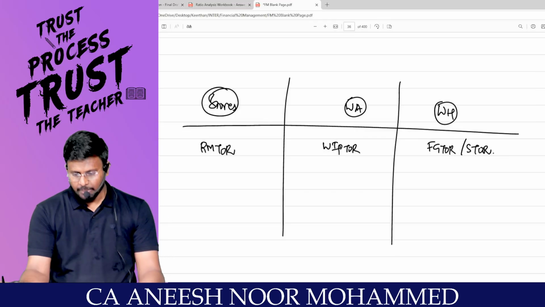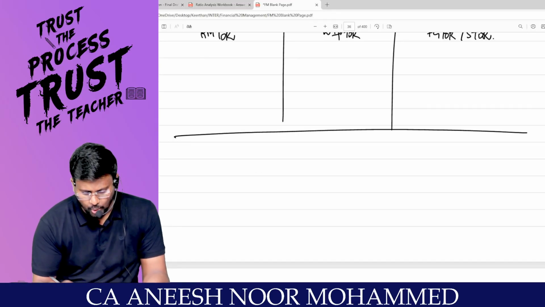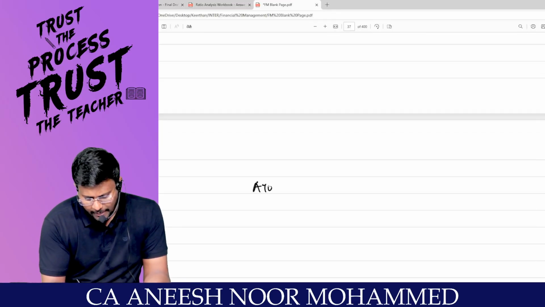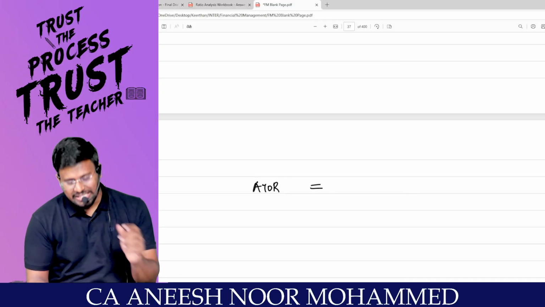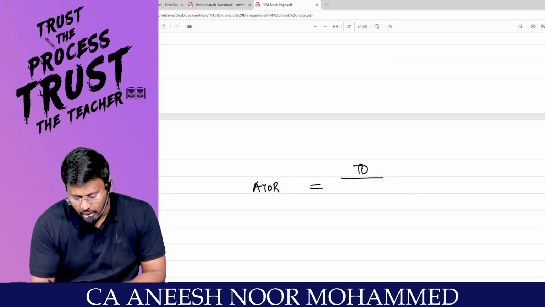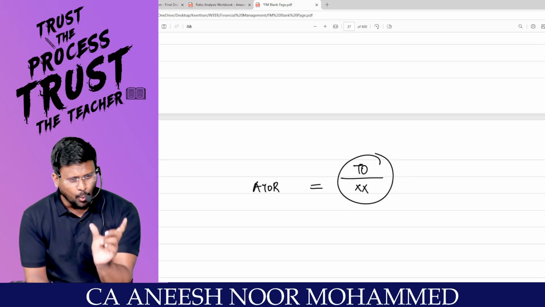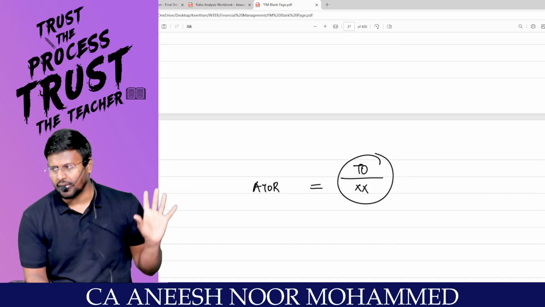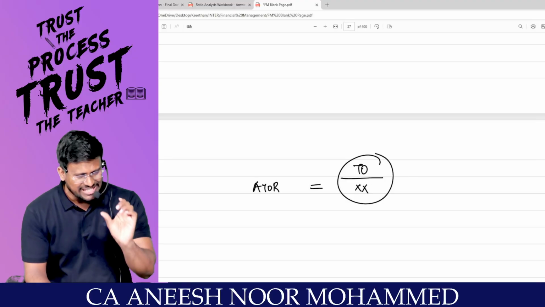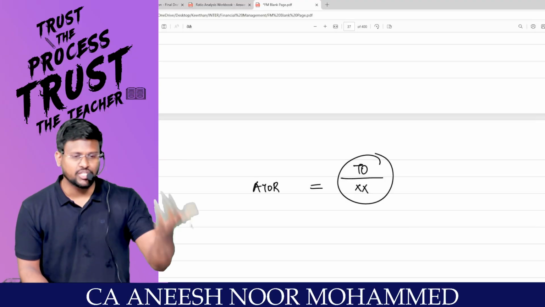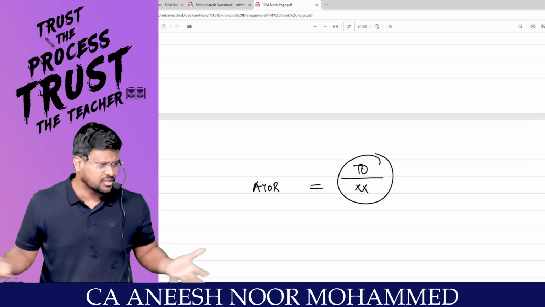ratio? Generally, I will tell you, any turnover ratio is equal to turnover divided by that particular item. Are you really with me? That means with the available resources, how much turnover I generate. That's what the turnover ratio is. With the available resources, how much turnover I generate. That's my performance. My performance means turnover.